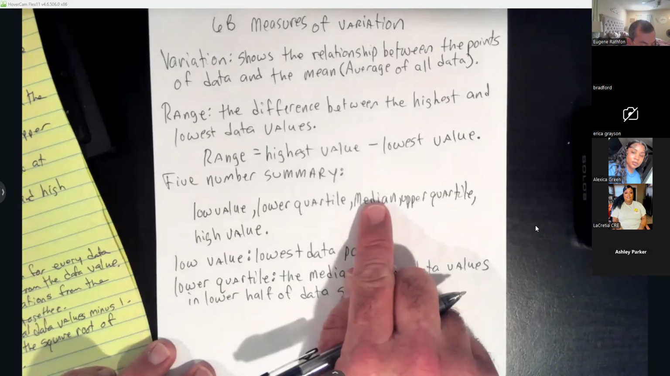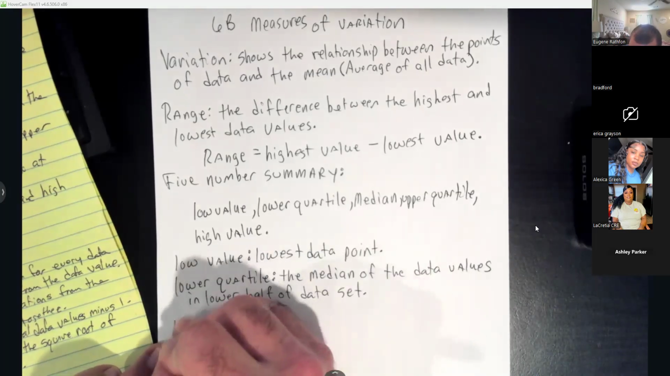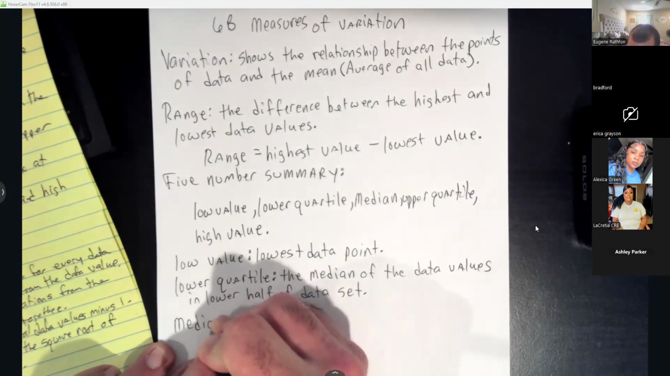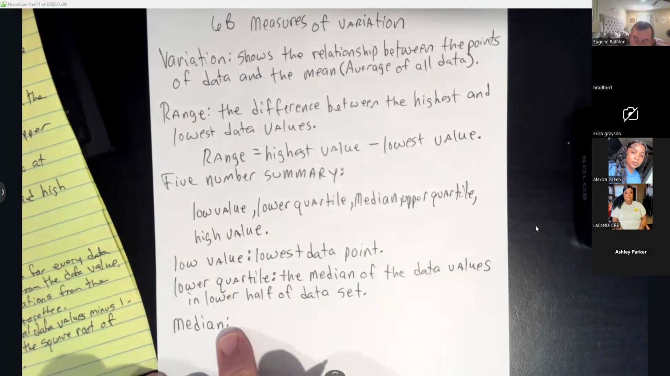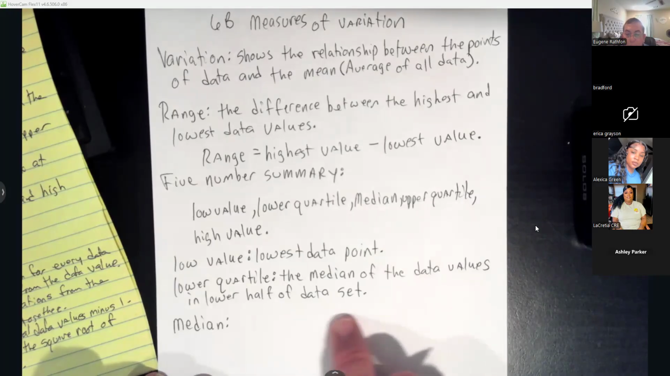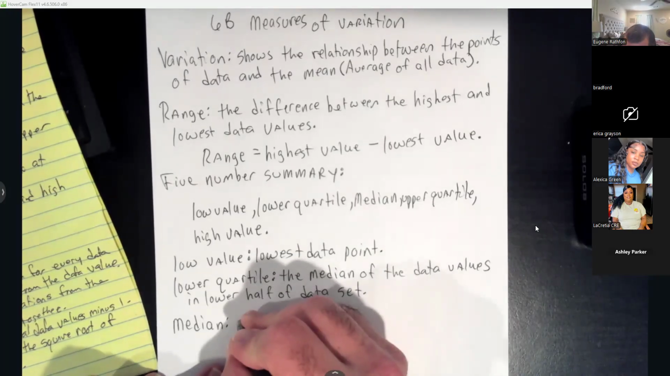All right, y'all, next we had our median. So y'all, the median is going to be the median of all the data values.